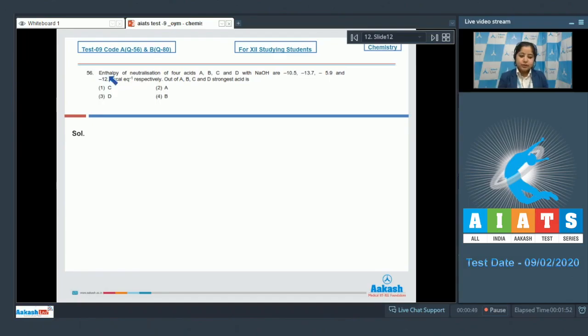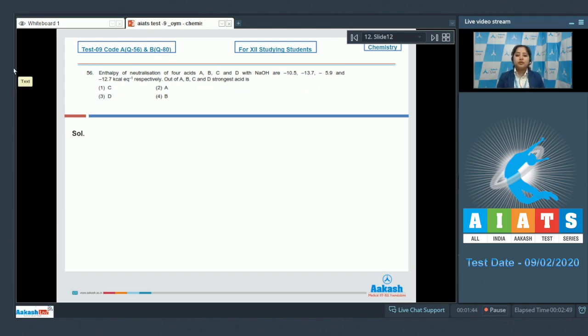Let's read the question, students. Enthalpy of neutralization of four acids A, B, C and D with NaOH are -10.5, -13.7, -5.9 and -12.7 kilocalorie per equivalent respectively. Out of A, B, C, D, the strongest acid is.